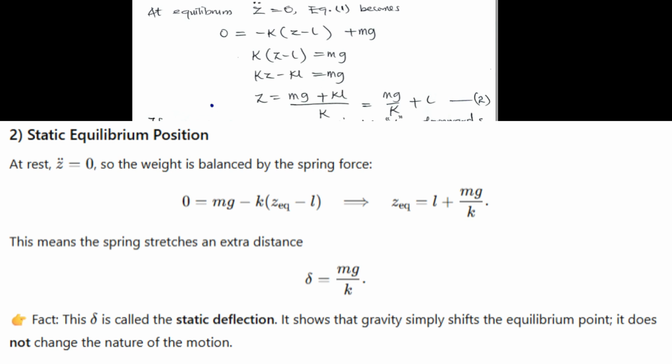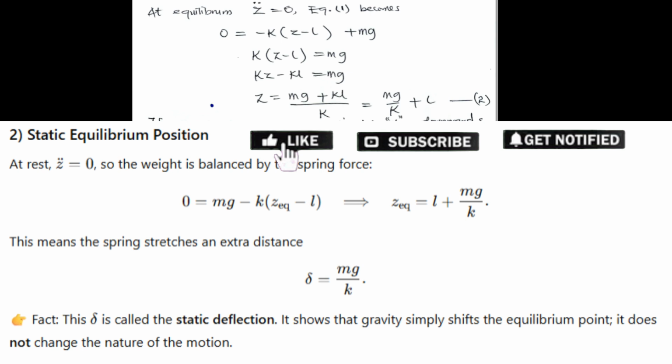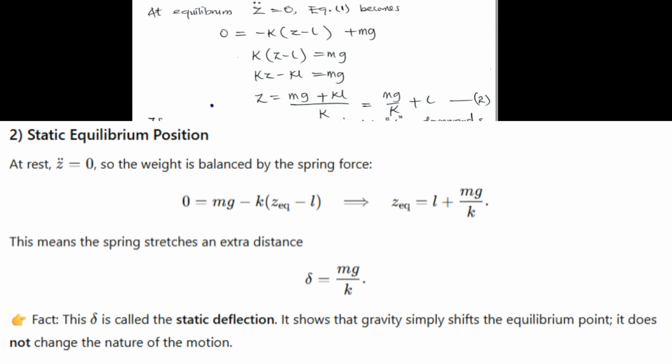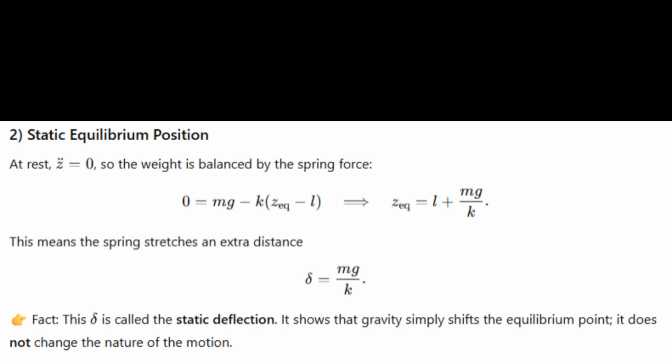2. Static equilibrium position. At rest, z double dot equals 0, so the weight is balanced by the spring force. 0 equals mg minus k(z_eq minus L), which gives z_eq equals L plus mg over k. This means the spring stretches an extra distance, delta equals mg over k. Fact: this tells the static deflection. It shows that gravity simply shifts the equilibrium point. It does not change the nature of the motion.